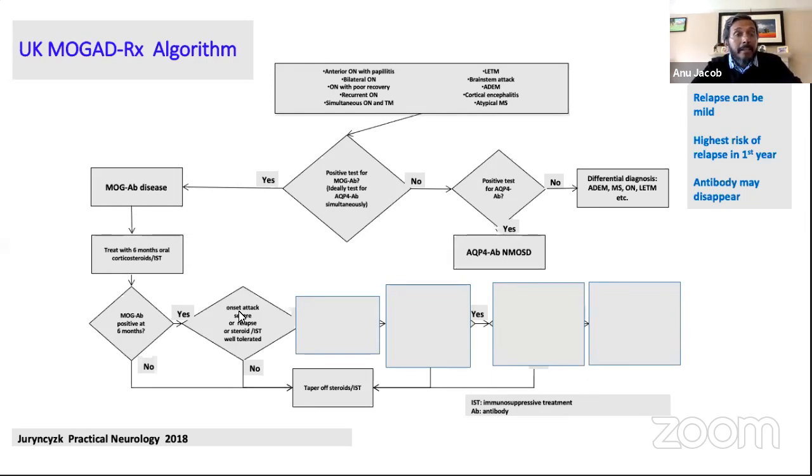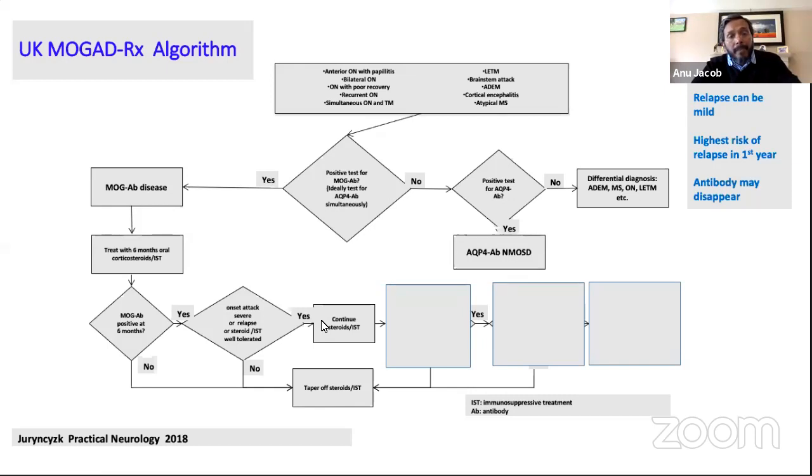But on the other hand, if the onset attack was quite severe, or they've already had a relapse by 6 months, and if they're tolerating the steroids very well, then it might be reasonable to continue the treatment. Take, for example, somebody whose first event was bilateral optic neuritis, and they are now blind, or they've got partially preserved vision in one eye. Naturally, everyone's going to be quite anxious about further events. So it's quite reasonable to continue steroids for a longer period.